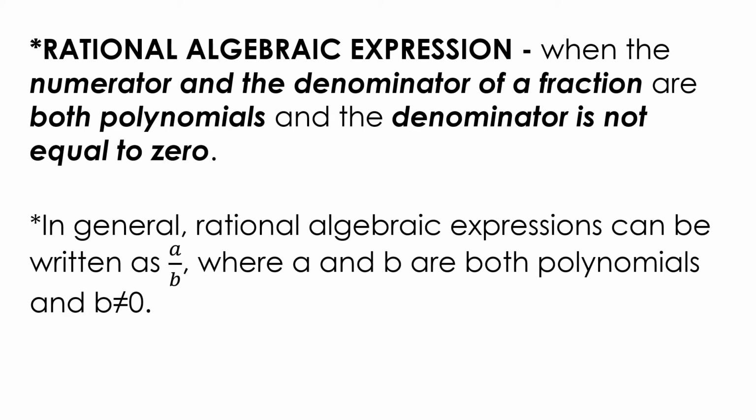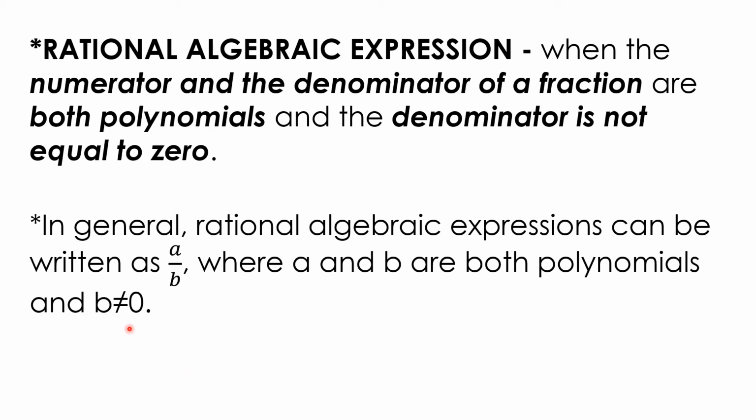Okay, so we have here the definition of a rational algebraic expression. A rational algebraic expression is one where the numerator and the denominator of a fraction are both polynomials and the denominator is not equal to 0. In general, rational algebraic expressions can be written as a over b. This is a fraction form where a is our numerator and b is the denominator. Our numerator and denominator must be polynomials, where b, our denominator, must not be equal to 0.